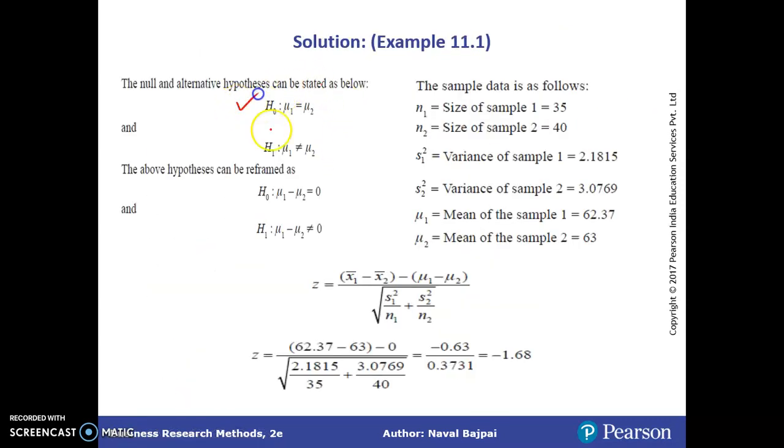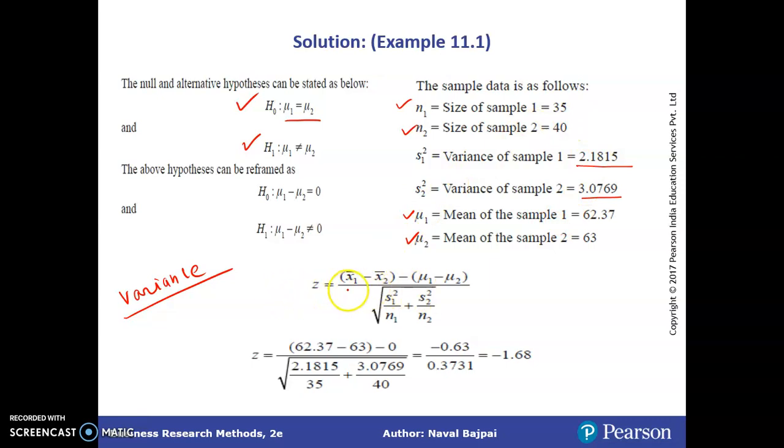So now let's quickly have a look at this. We have formed the hypotheses: the null hypothesis that these means are same, and the alternative hypothesis that these means are not same for each of these populations. Then we have to calculate n1, which we know is 35, n2 is 40, variance of sample 1, variance of sample 2, mean of sample 1, mean of sample 2. If any of you do not know how to calculate variance, I have a separate video for this, a very short video, where I have explained how to calculate it by hand. So you have calculated all these values.